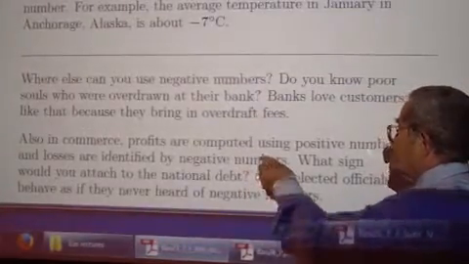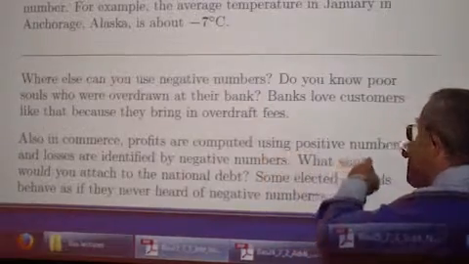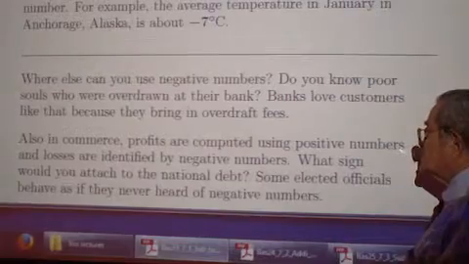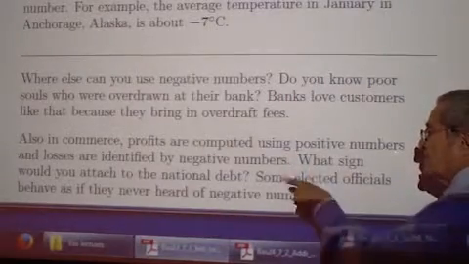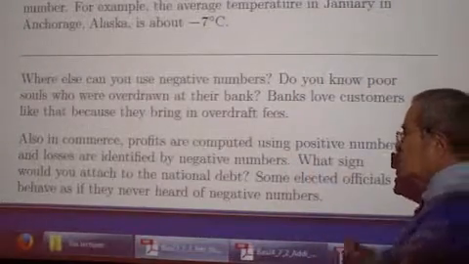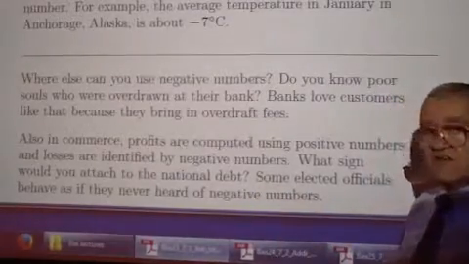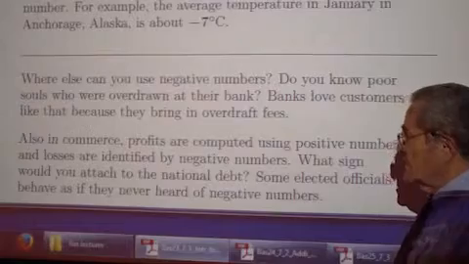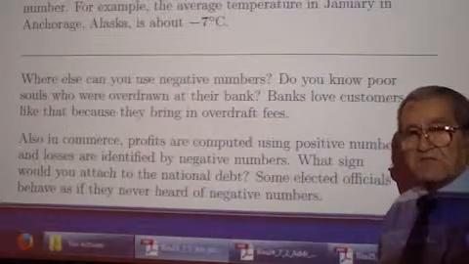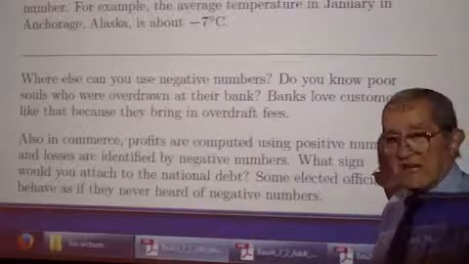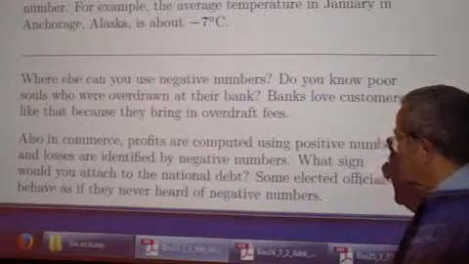Also in commerce, profits are computed by using positive numbers and negative numbers for losses. So positive for profit, negative for losses. What sign would you attach to the national debt? A big negative sign. Because what is it now? About 17 trillion. And by the time you read this, 18, 19, 20 trillion.